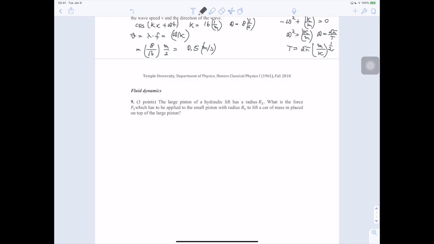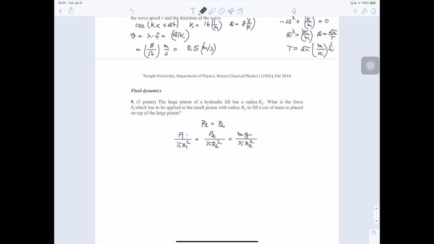And last but not least, the large piston of a hydraulic lift has a radius R2. What is the force F1 which has to be applied in the small piston to lift a car of mass M placed on the top of the large piston? So the idea here is that pressure is the same in this hydraulic press. So P1 would be now the force F1 to be applied divided by the area of the circular piston, pi R1 squared, equals, and now you have here F2 divided by pi R2 squared. However, F2 equals mg, the mass of the car times g.